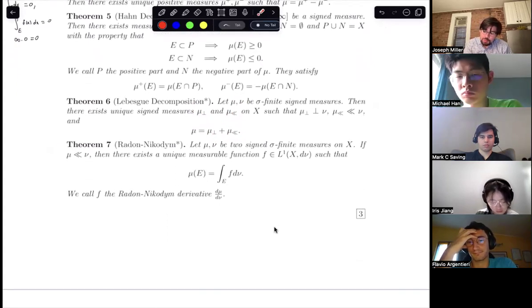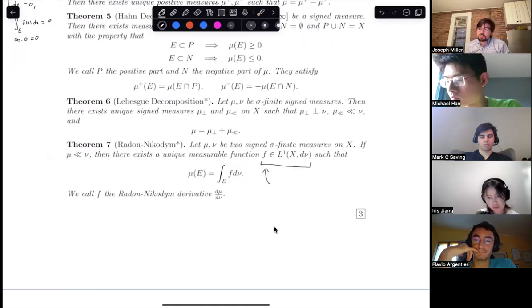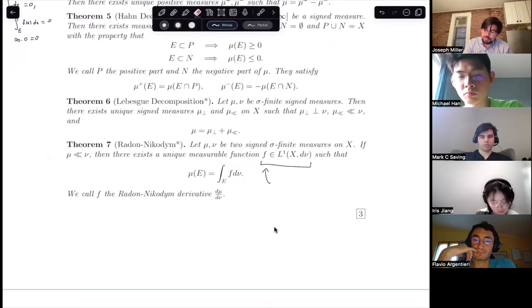Finally, this is what we wrote above. This is called Radon-Nikodym. If I have two measures and one of them is absolutely continuous with respect to the other, then there exists a unique measurable function, which is integrable, such that this happens. In general, I would like you to think of this as the constraint somehow: the function has to be integrable in order to make this association for this theorem.